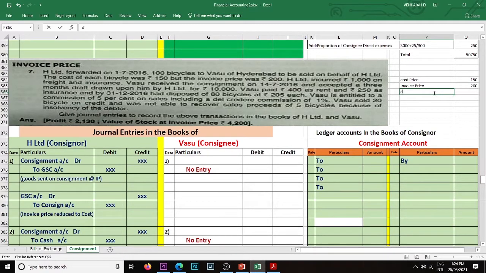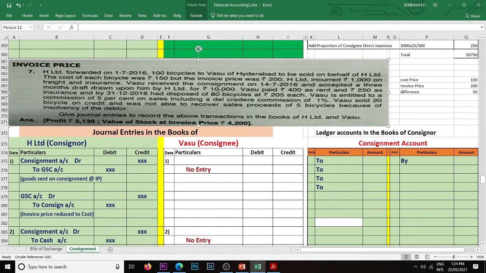So what is the difference between cost price and invoice price? The difference is 50 rupees. So the first entry we have to pass for 200, and the second entry for 50 rupees to bring the 200 down to 150. H Limited incurred 1,000 on freight and insurance. 1,000 is the consignor's expenses. Vasu received the consignment on 14/7/16 and accepted a 3-month draft drawn upon him by H Limited for 10,000. So 10,000 is the advance.